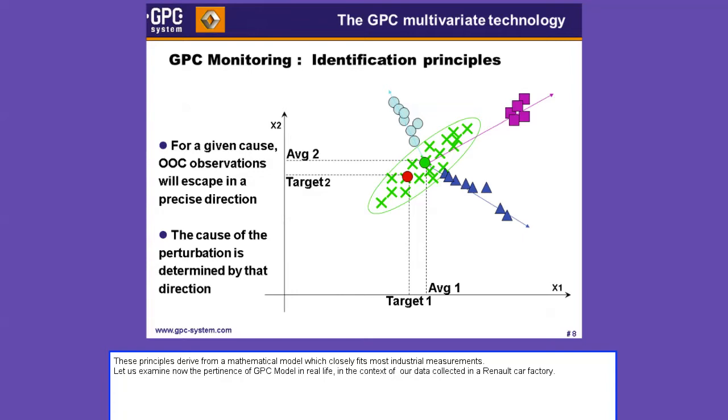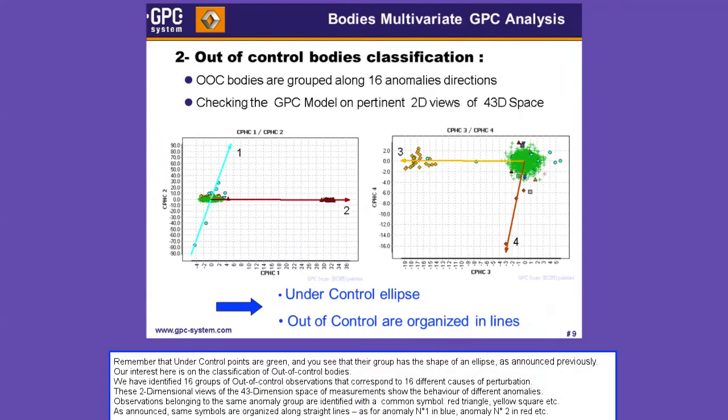Let us examine now the pertinence of GPC model in real life, in the context of our data collected in a Renault car factory. Remember that under control points are green. You can see that their group has the shape of an ellipse, as announced previously. Our interest here is on the classification of out-of-control bodies. We have identified 16 groups of out-of-control observations that correspond to 16 different causes of perturbation.